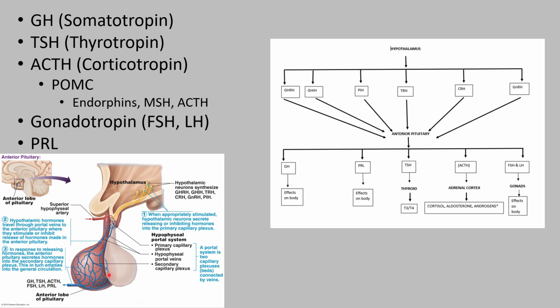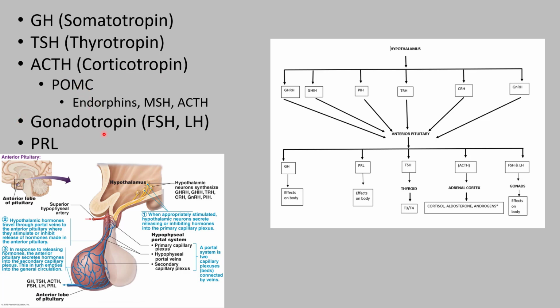So now let's talk about the actual hormones of the anterior pituitary. These hormones are the ones produced by the anterior pituitary. First, we have growth hormone, which is also called somatotropin. We have thyroid stimulating hormone, which is also called thyrotropin. We have ACTH, adrenocorticotropic hormone, which is also called corticotropin. We'll talk about these other terms in just a moment.